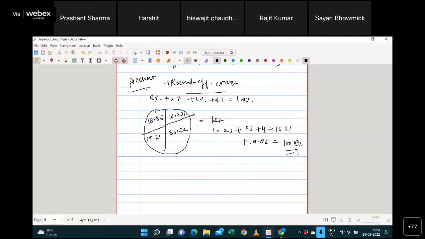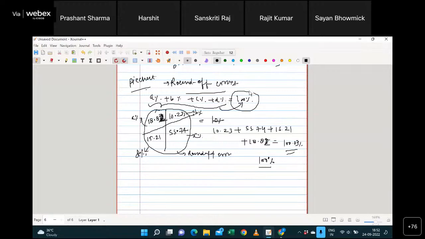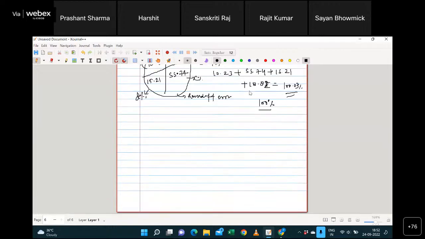So this is not 100%. There is an error which is called the round off error. All the percentages should add up to 100%. Suppose it's 18.82, for example, then it would be 100%, right? You can cross verify also. Suppose this is A%, B%, C%, D%, all the percentages add up to 100%. If it is coming out to be 100%, that means there is no round off.